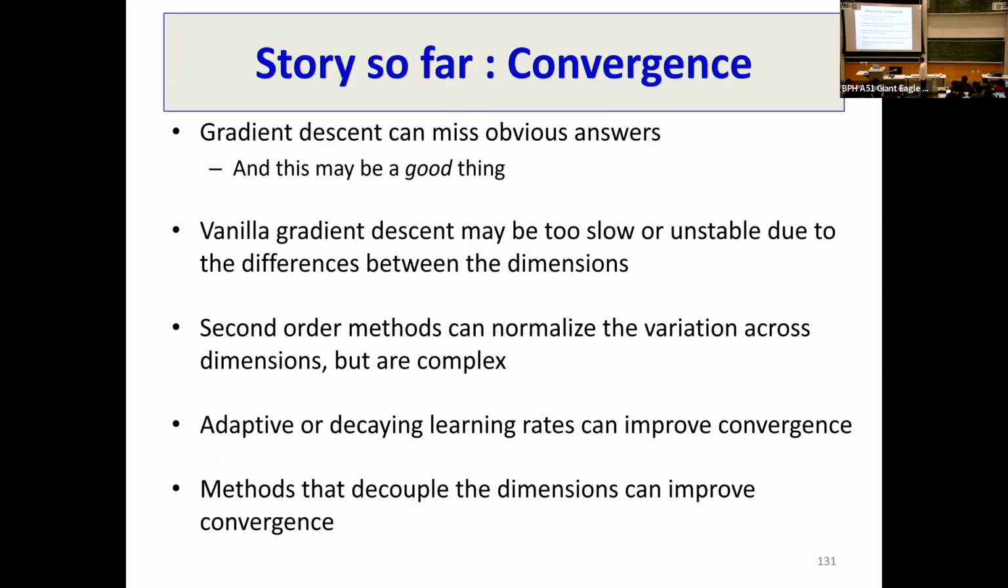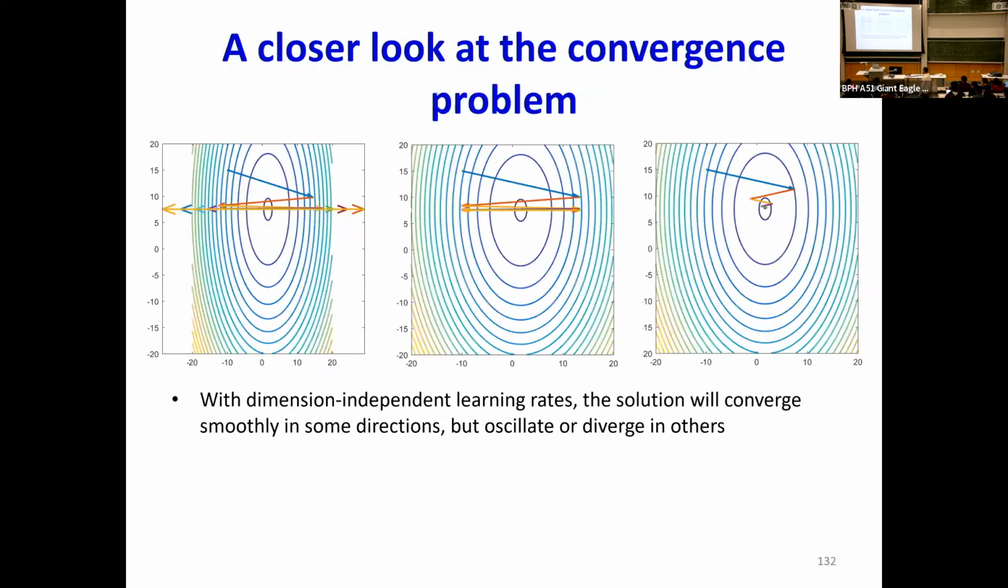But anyways, going back, second order methods, which we didn't actually talk about, can normalize the variation across dimensions but are complex. Adaptive or decaying learning rates can improve convergence. Methods that decouple the dimensions can improve convergence, right? But we still have this problem that we don't know what the optimal step size is in any particular direction. So we're coming up with heuristics. So let's take a closer look at the solution itself, at the problem, and see how things can be adapted.